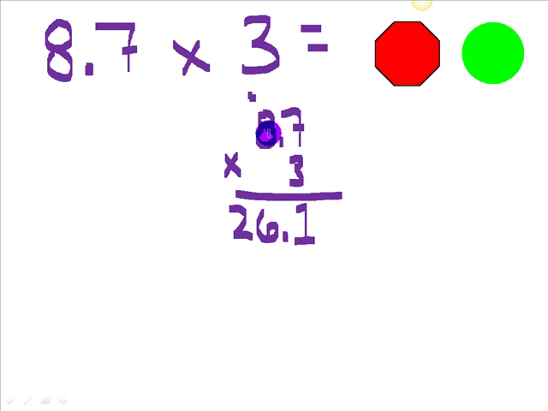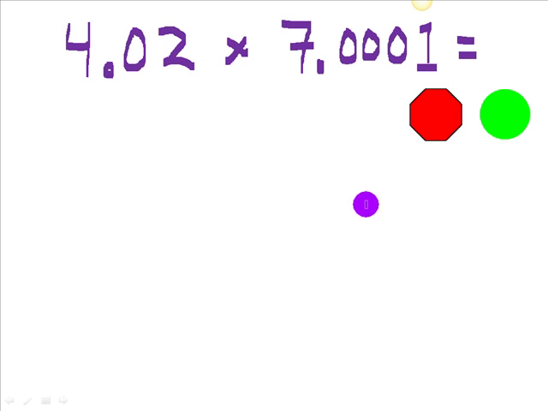And then I think about it. Well, if I was just dealing with 3 times 8, that would be 24. But this is almost 9, so 3 times 9 would be 27. So the answer that I should get is somewhere between 24 and 27. And it turns out 26.1 is between 24 and 27. Okay, let's try another one. Click on the stop sign.